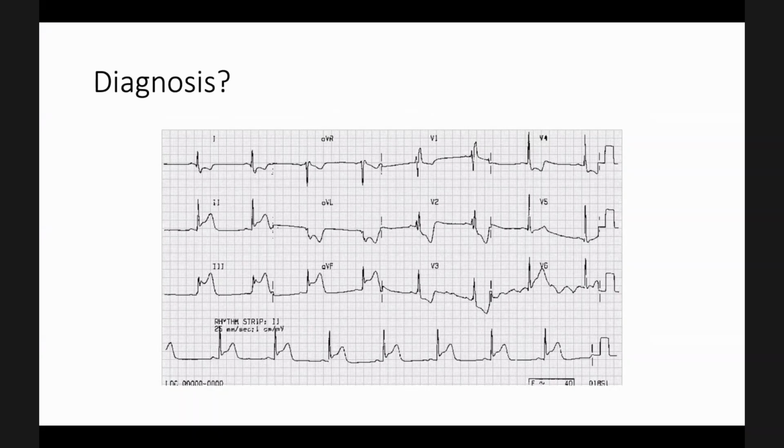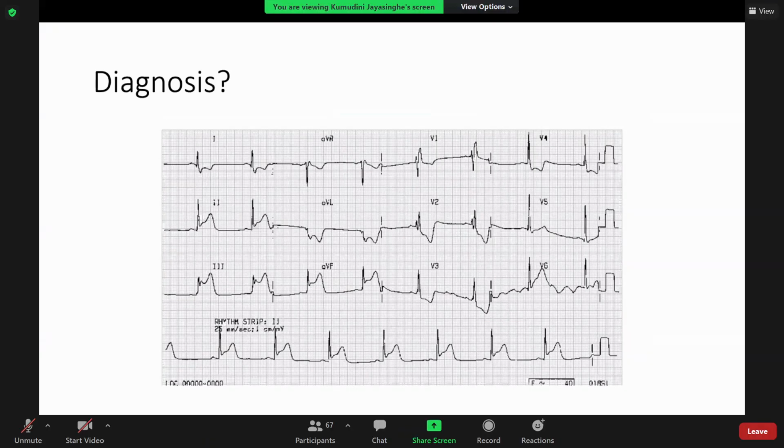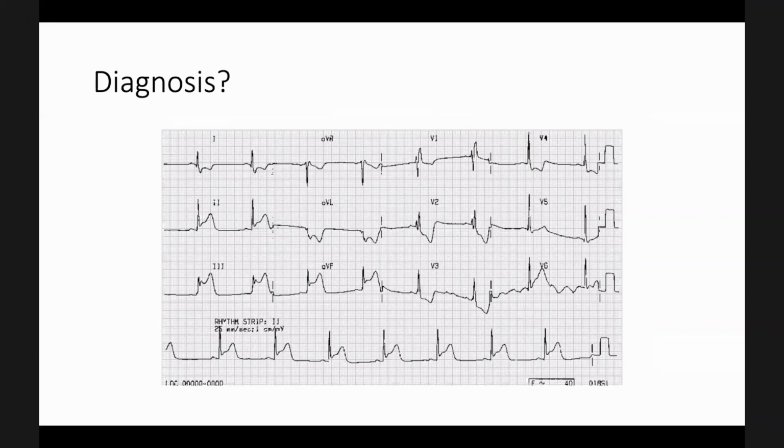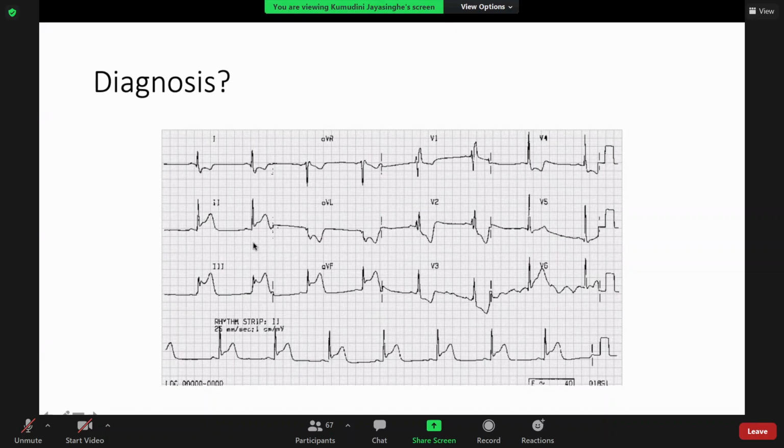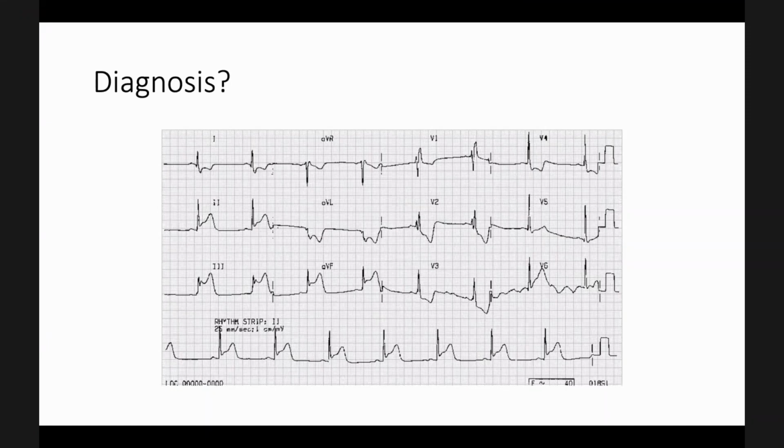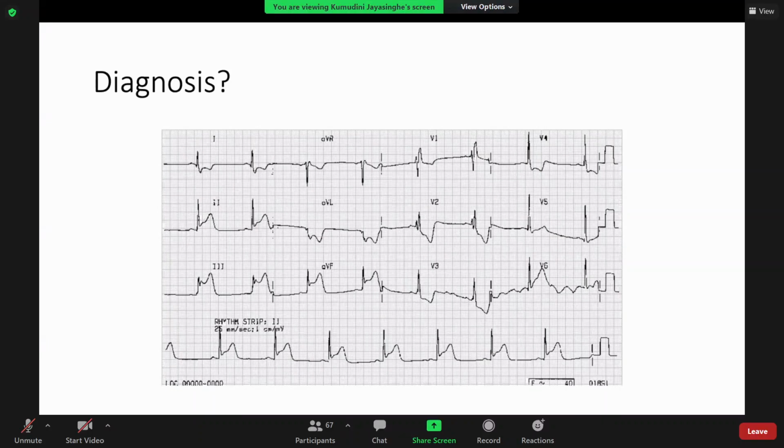What else can you see? Yes, ST elevations in 2, 3, AVF. Very good. There you can see the ST elevations in leads 2, 3, and AVF. So one diagnosis, what is it? Inferior STEMI. You can say acute inferior ST elevation MI.